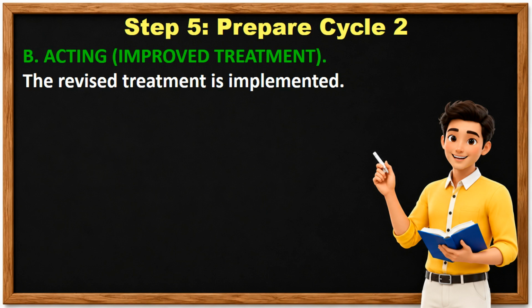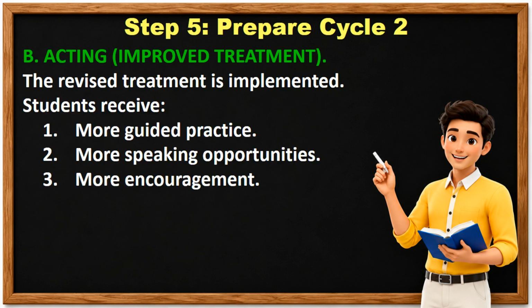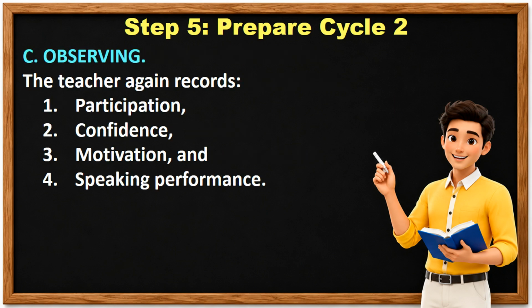B. Acting, improved treatment. The revised treatment is implemented. Students receive: 1. More guided practice. 2. More speaking opportunities. 3. More encouragement. C. Observing. The teacher again records: participation, confidence, motivation, and speaking performance. Results show greater improvement.